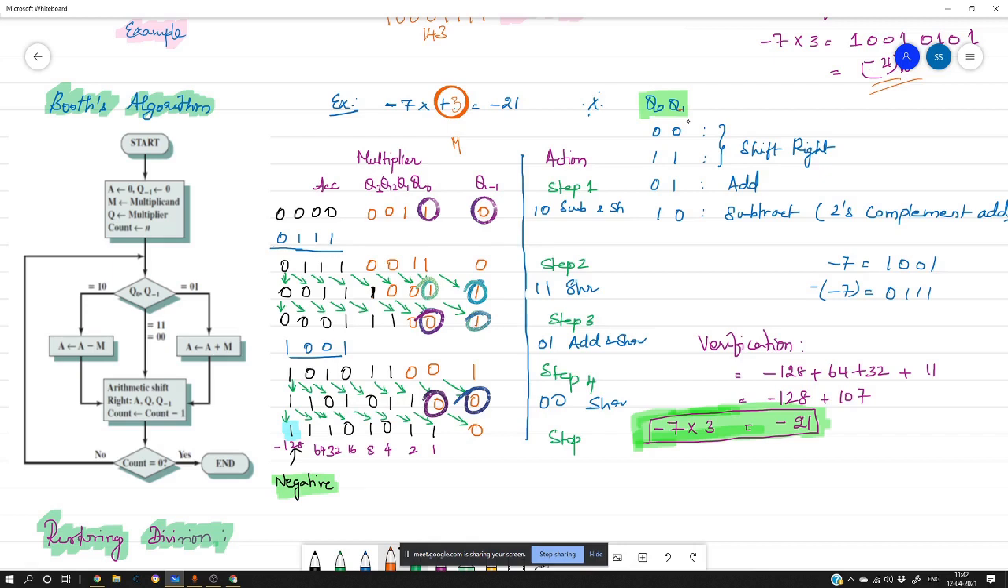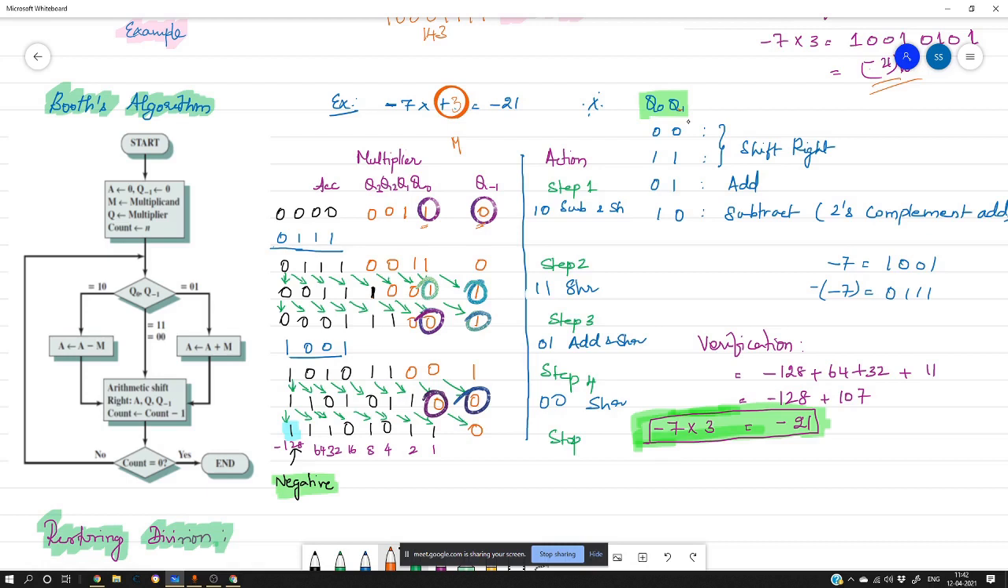Now how it works is, as in the very first step, you simply check the values in Q0 and Q1. So this table is very, very important. You have to remember this. So Q0 and Q1 has got what? The bit pattern is Q0 and Q minus 1. So it is 1, 0. So if it is 1, 0, you subtract the multiplicand. So what is the multiplicand here?